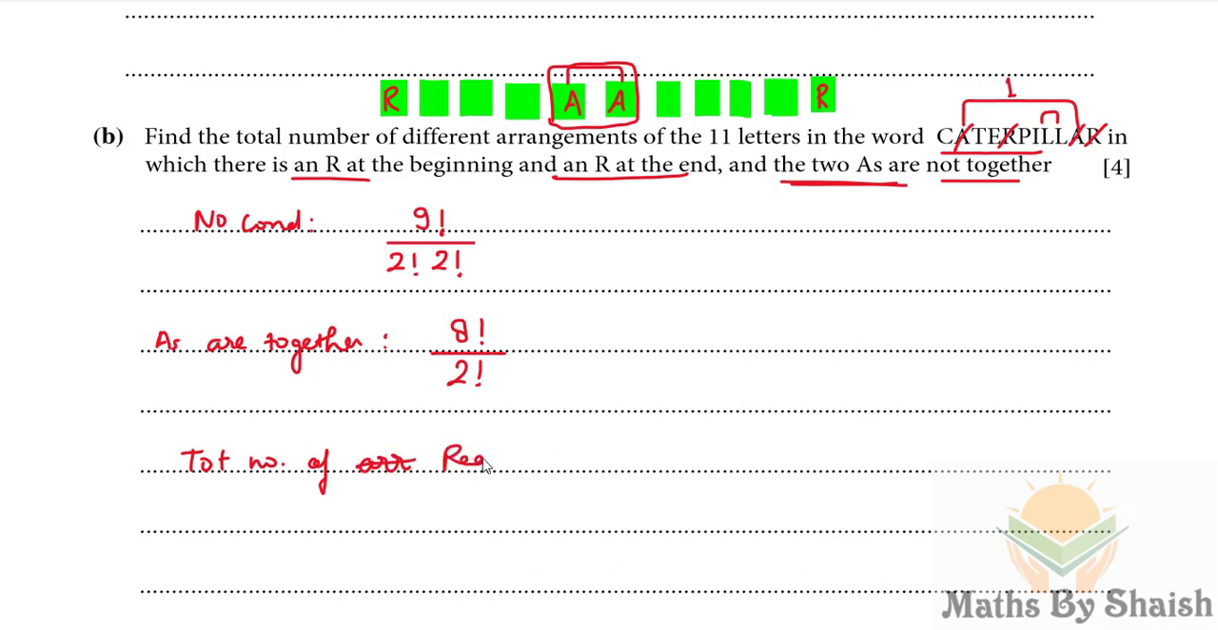So the total number of required arrangements would be 9 factorial divided by 2 factorial into 2 factorial, minus 8 factorial divided by 2 factorial. I'll calculate from the calculator, and it is coming 70,560 different arrangements. So that's it. I hope it is clear. Let's discuss the next one now.